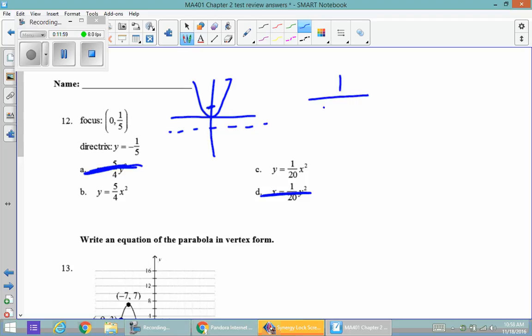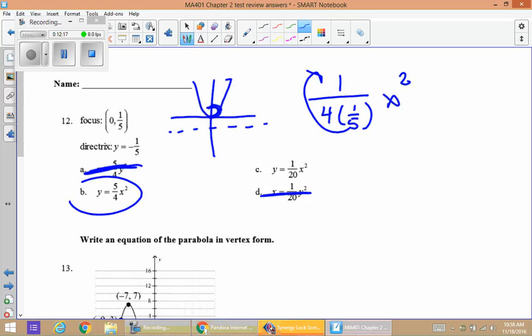It's 1 over 4p x squared, and in this case, p is just the distance to get to that, which was 1/5. So what you're going to do is multiply by 5 over 1, and we get 5/4.